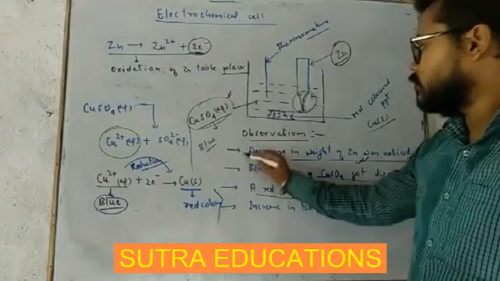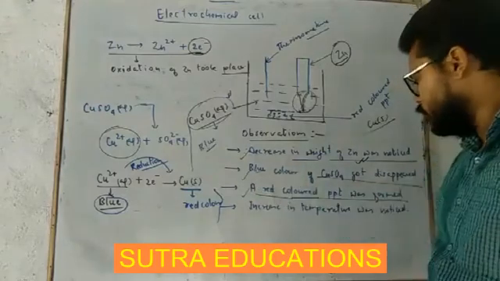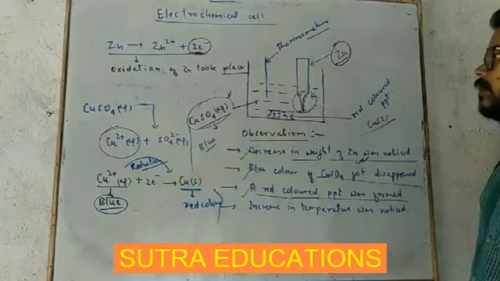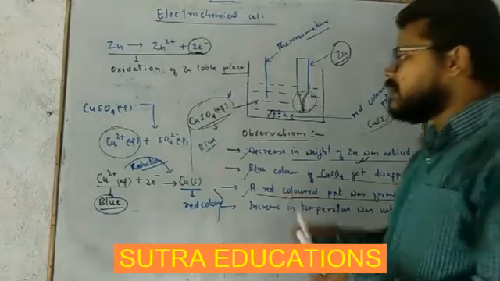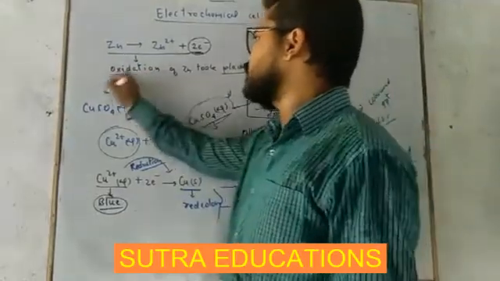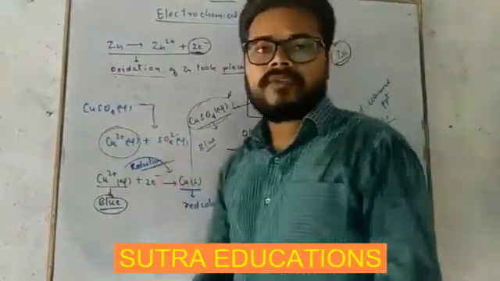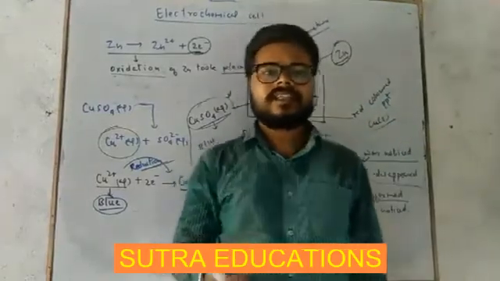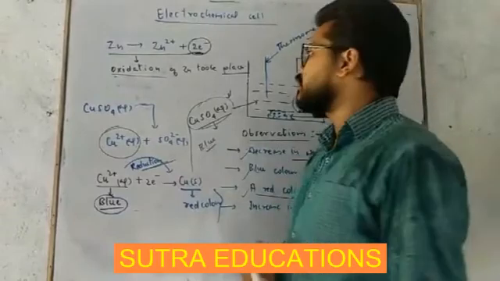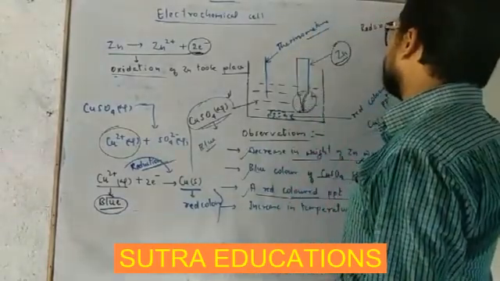Okay, this point is okay, this point is okay, this point is okay. Coming to the final point, an increase in temperature was noticed. How? Because here you can see oxidation is taking place, and here reduction is taking place. We know that if oxidation and reduction take place simultaneously in a reaction, then the reaction is called a redox reaction. So we will say here a redox reaction is taking place.